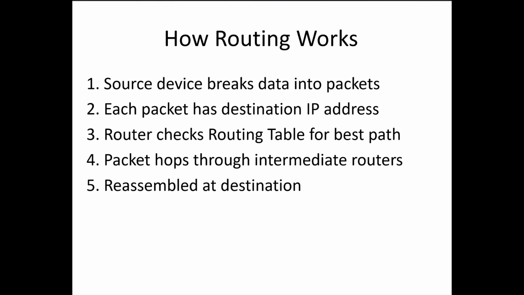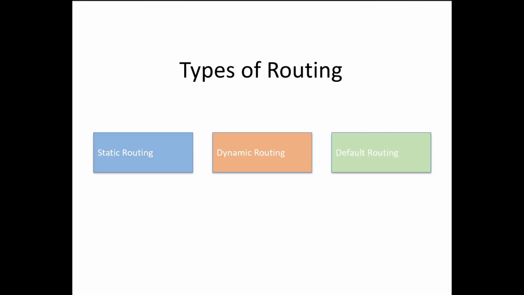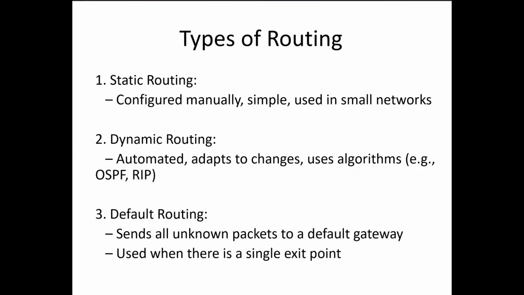But at last they will reassemble at the destination address, and this way the data will be transferred from the source node to the destination node. Now comes the types of routing. There are mainly three types of routing: static routing, dynamic routing, and the default routing. Static routing is configured manually, it is simple, and it is used in small networks.